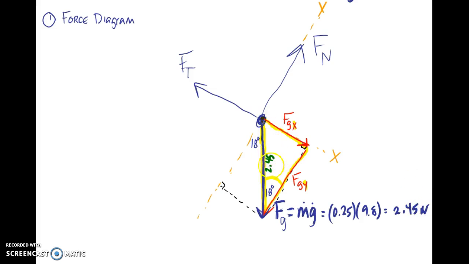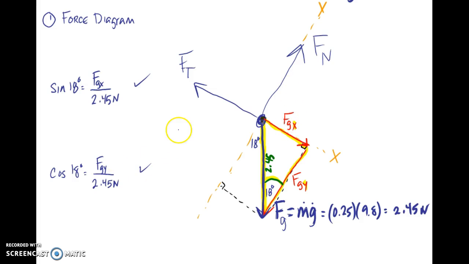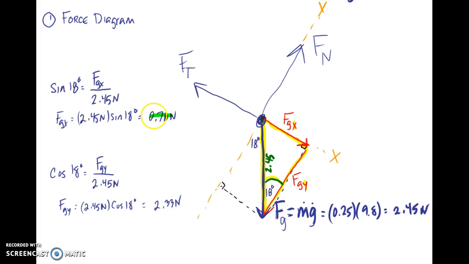So that means in my right triangle, I now know the hypotenuse value, and I know this angle, and we can figure out anything we want about this arrangement, which means we can figure out these components, which is what we need. So I have this equation that allows me to calculate FGX, the x component, and this equation allows me to calculate FGY. I'm using the 18-degree angle there and the trigonometry. And I see that FGX here equals 0.76 newtons and FGY equals 2.33 newtons.